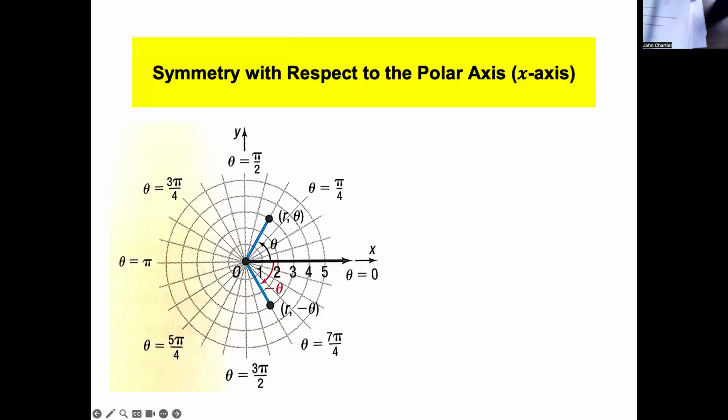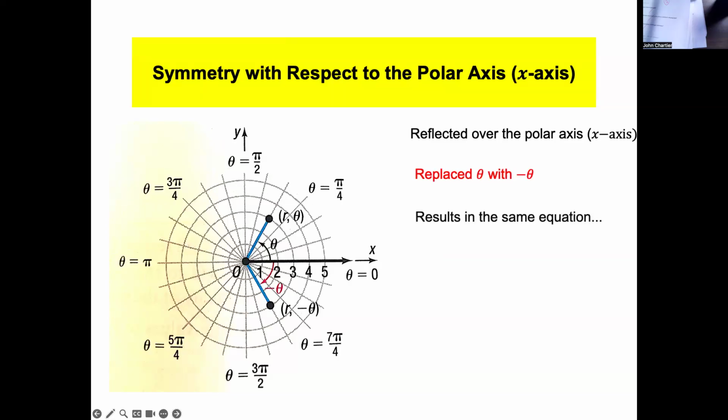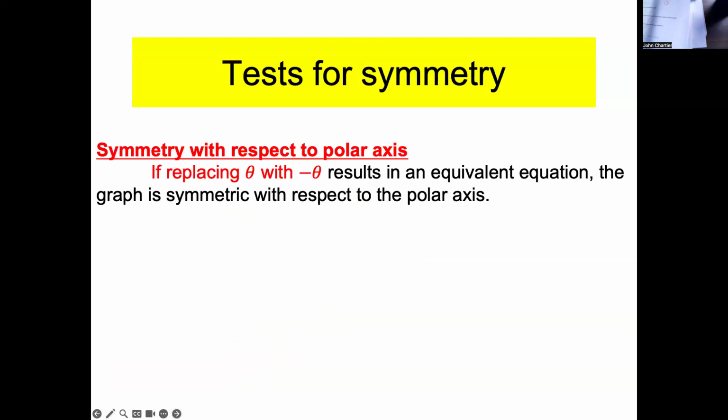And the relationship for theta would be theta and negative theta. In other words, if we replace in the original equation negative theta for theta, and we simplify, we get back to the same equation, then we can confirm it does in fact have polar axis symmetry. That's the test for symmetry. Replace theta with negative theta, see if it gives you the same equation. And if that's the case, it has polar axis. So all you need to do is graph half of it and then reflect it over the polar axis, right?